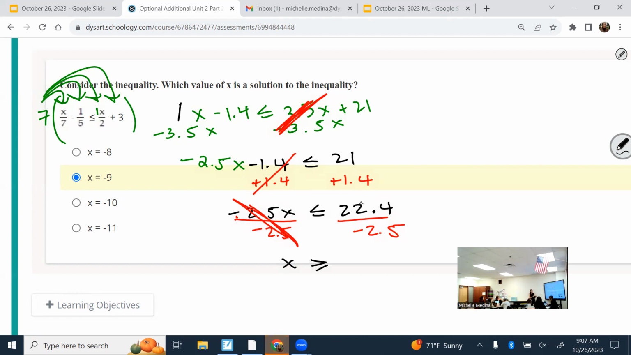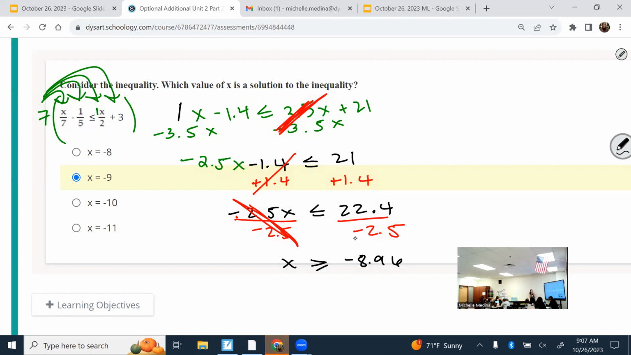And then I still need to simplify this. So then it's 22.4 divided by 2.5. And that's 8.96, and it's a negative 8.96. And now we got the right answer.